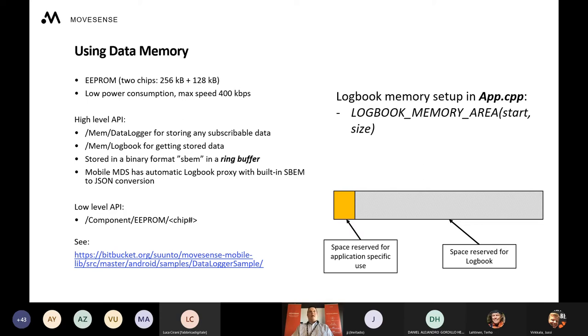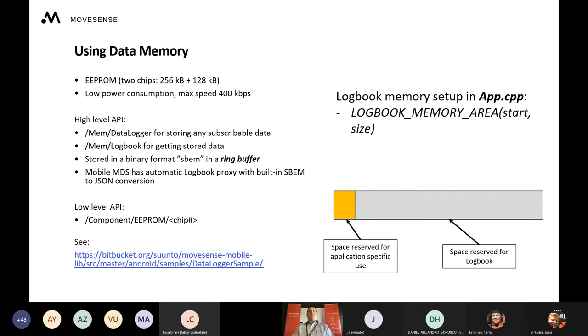And the storage is done in a binary format called SPEM. And it is conceptually a ring buffer in the current sensor, which means that as soon as the memory is full, it will start overwriting your oldest data from the beginning. And if you use the mobile library, the MDS, it has an automatic logbook proxy service, which has a built-in SPEM to JSON conversion. So you just ask the proxy service, we'll get more to that tomorrow. You just ask it, okay, give me this log, and it will give you a JSON file.